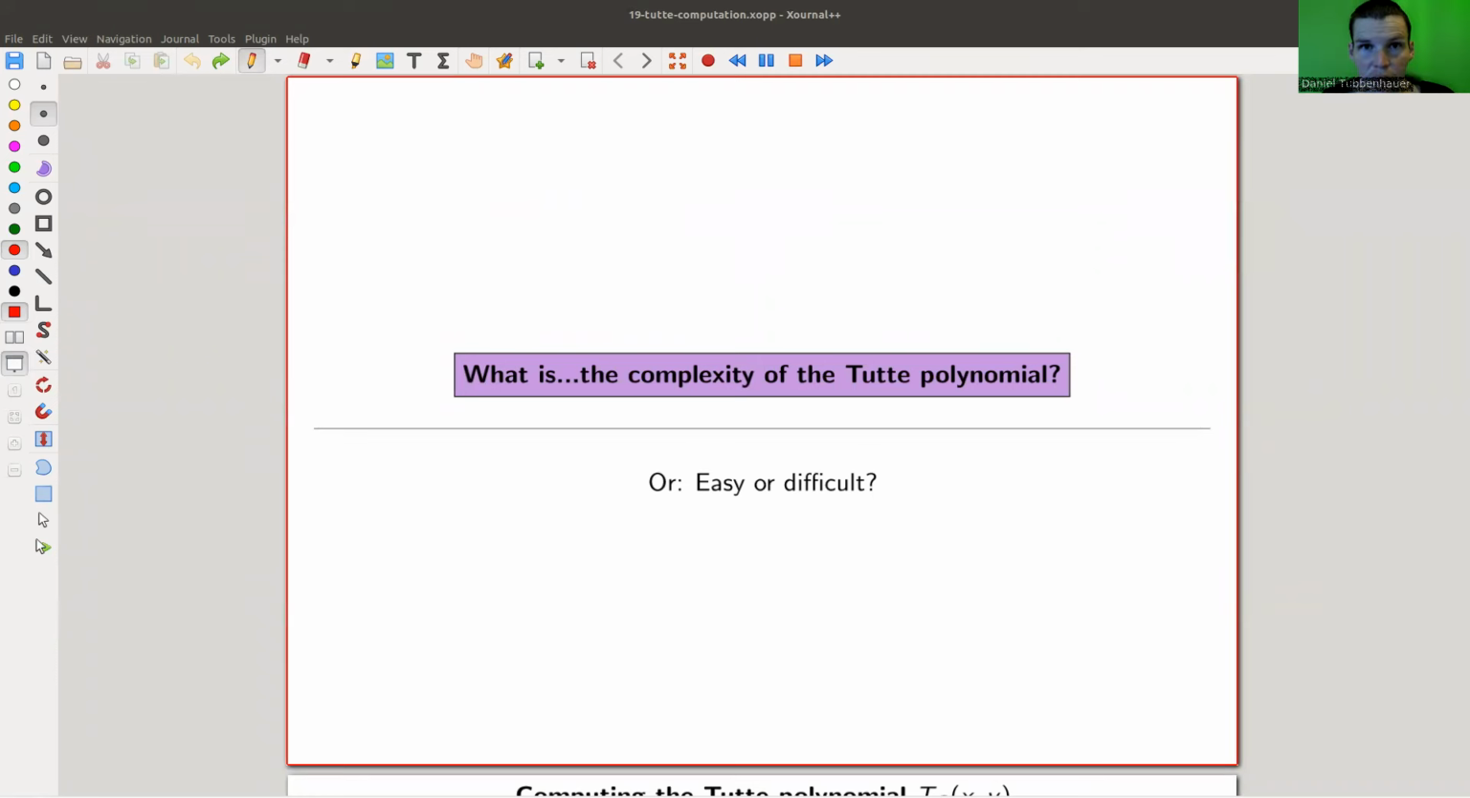Okay, welcome everyone to my continuation of what is algebraic graph theory. Today I would like to talk about whether the Tutte polynomial is actually easy or difficult in a complexity type of sense. So really it's about the complexity of the Tutte polynomial, but what I mean really is how to compute it, or how difficult is it to compute it.